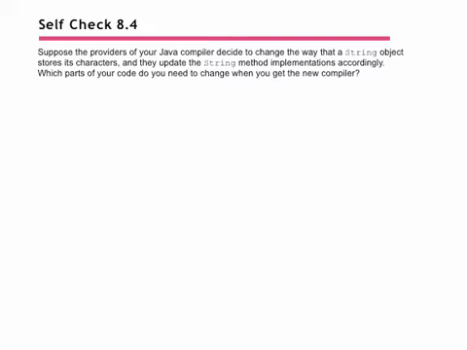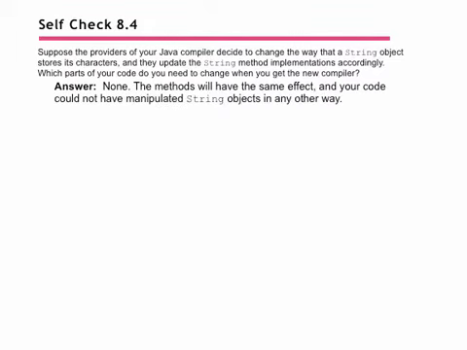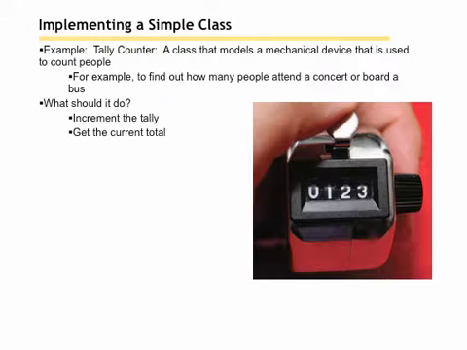Suppose the providers of your Java compiler decide to change the way a string object stores its characters, and they update the String method implementations accordingly. Which parts of your code do you need to change when you get the new compiler? None, because the methods will have the same effect, and your code could not have manipulated string objects in any other way. So think about it. If you're changing the contents of the methods, that doesn't necessarily mean that you have to change the method header or the way the method is called.